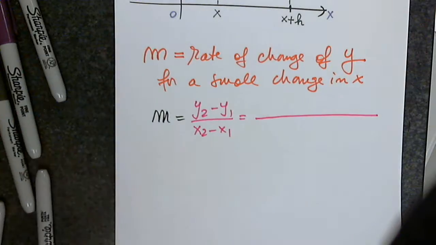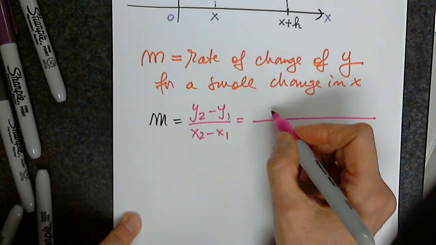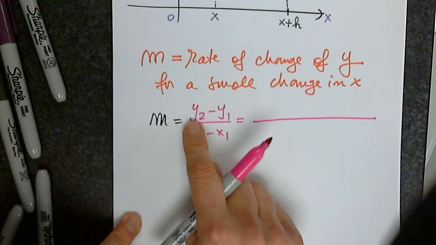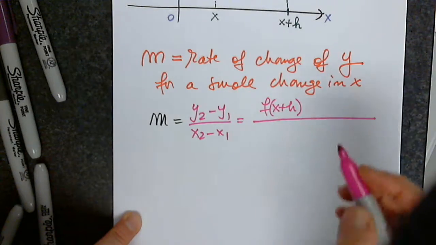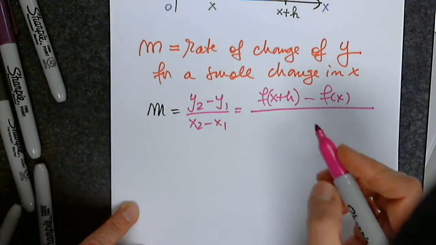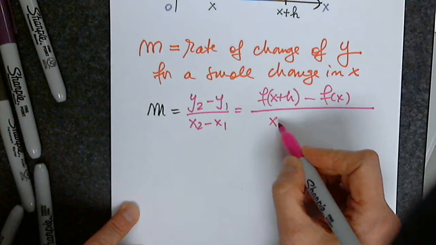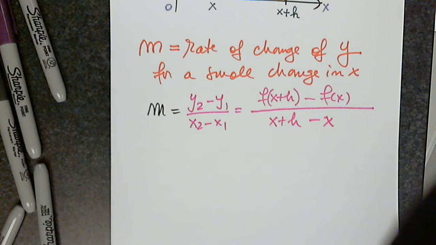Can anyone dictate? f of x plus h, in the parentheses. y2. What is y2? f of x plus h. Minus f of x. Awesome. Over x plus h, minus x. Very good. y2 minus y1 over x2 minus x1: f of x plus h minus f of x, over x plus h minus x.